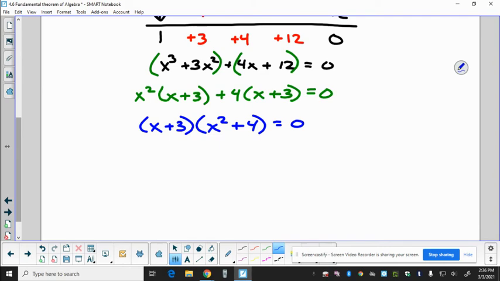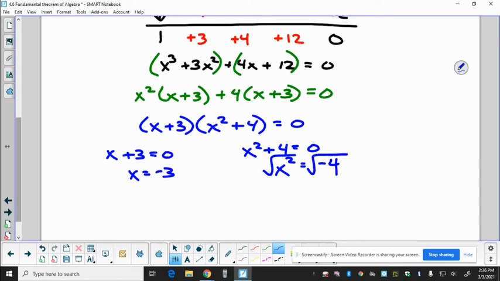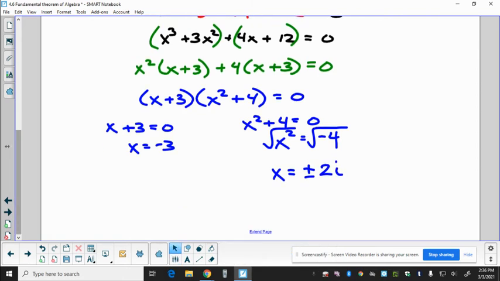We could go ahead and solve those. So x plus 3 is one factor. -3 is an answer. X squared plus 4 is another. Move that 4 to the other side. Square root, 2i. I'm ready to write my solution, so I'm going to write it as a solution set.